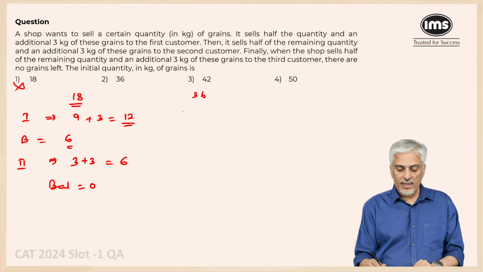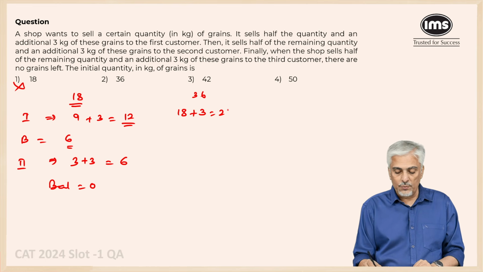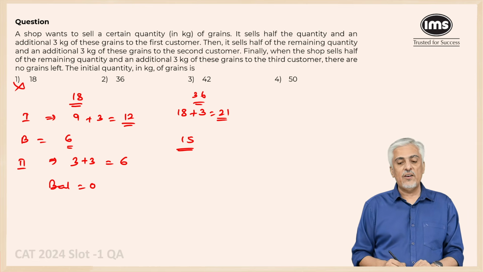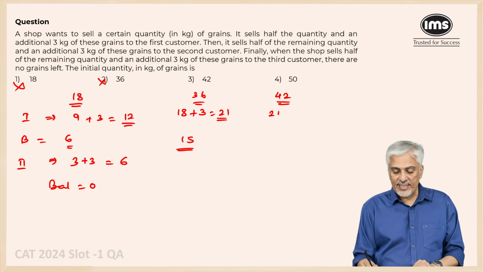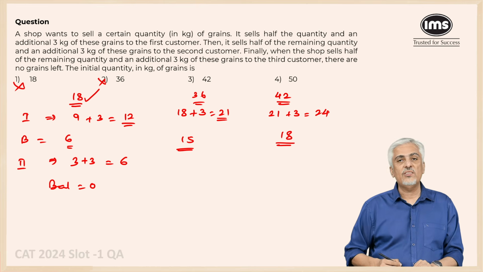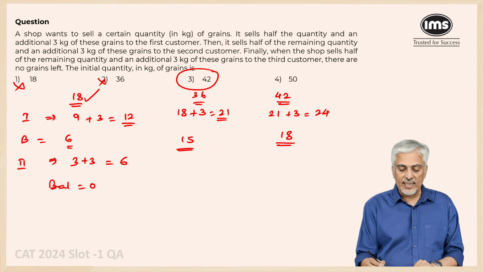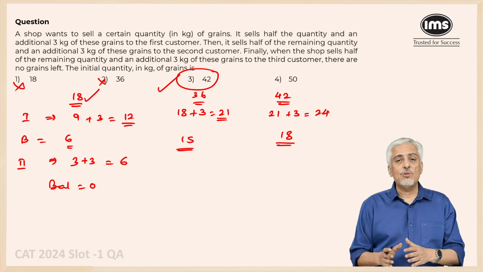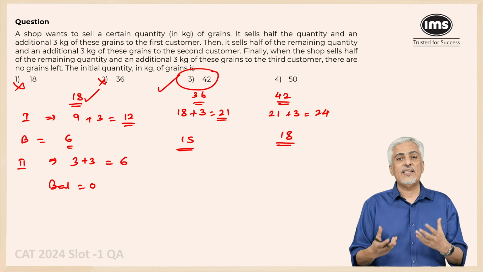36. If I give 18 half plus 3, 21. So 36 minus 21, 15 is left. I can't even make half of that. So that's not my answer. 42. I give 21 plus 3. So I give 24 and 18 is left. And you already checked with 18 that after 2 steps it will give 0. So here exactly after 3 steps it will give 0, and hence the answer is the third option. That was the method a lot of students could have used in the exam situation.